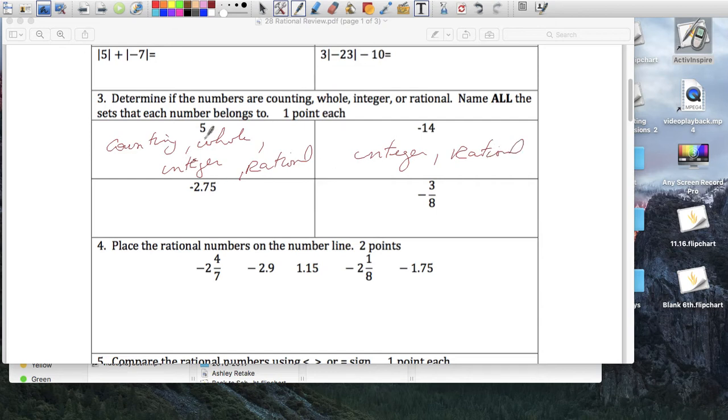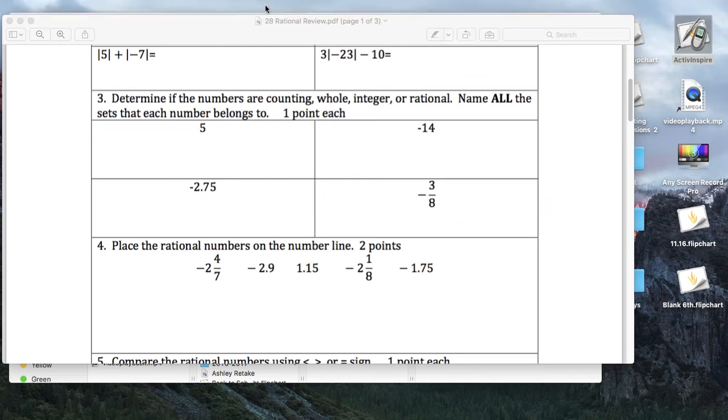Negative 2.75 is a terminating decimal, a decimal that ends, right? It doesn't continue on and on forever and ever. So that becomes a rational number only. Negative 3/8, it's a fraction. It's definitely not counting, it's not whole, it's not an integer, but it's definitely a rational number. Okay, remember, a rational number, we can write it in the form of a over b, where b is different than 0, not 0. Okay?